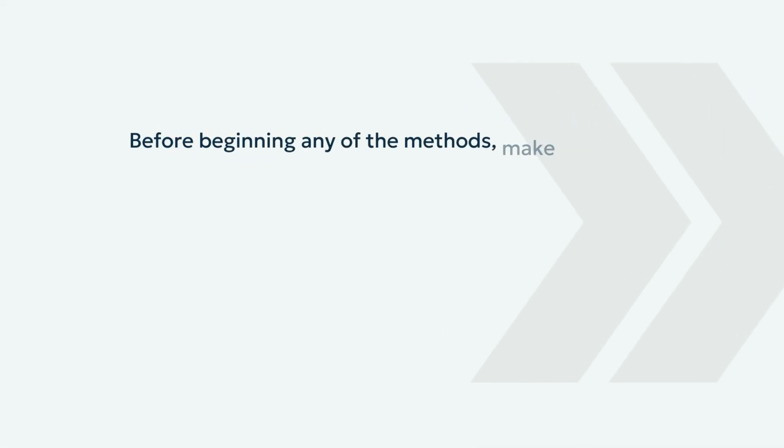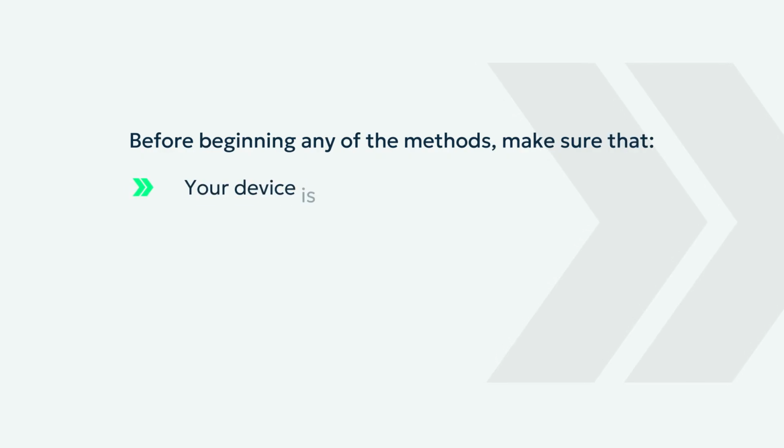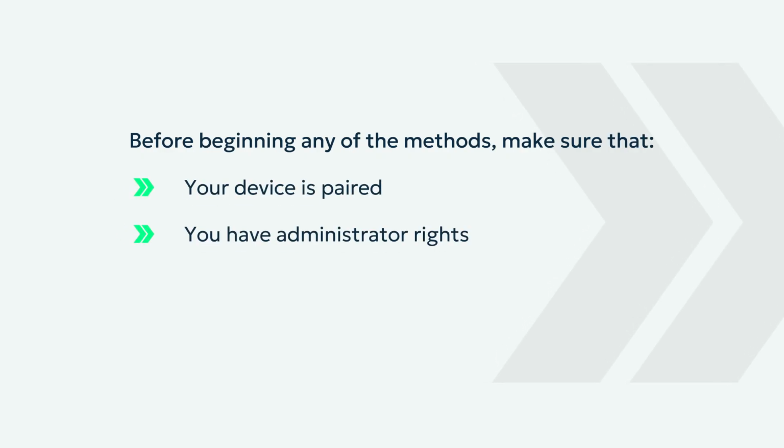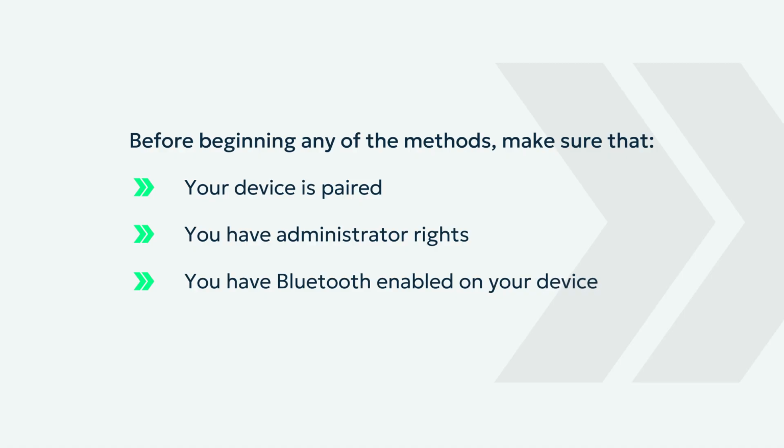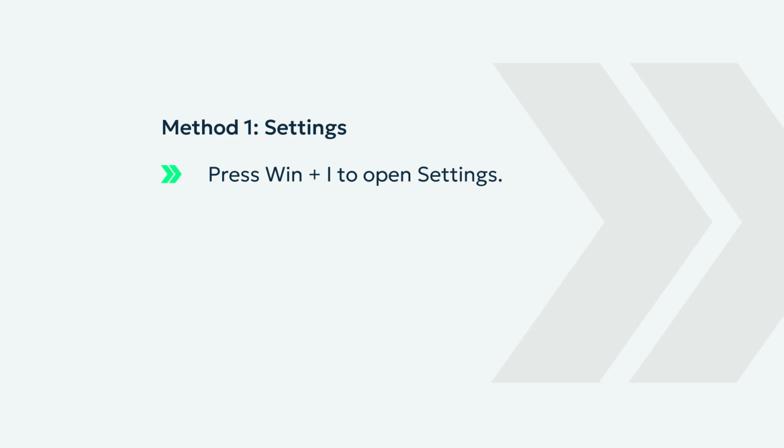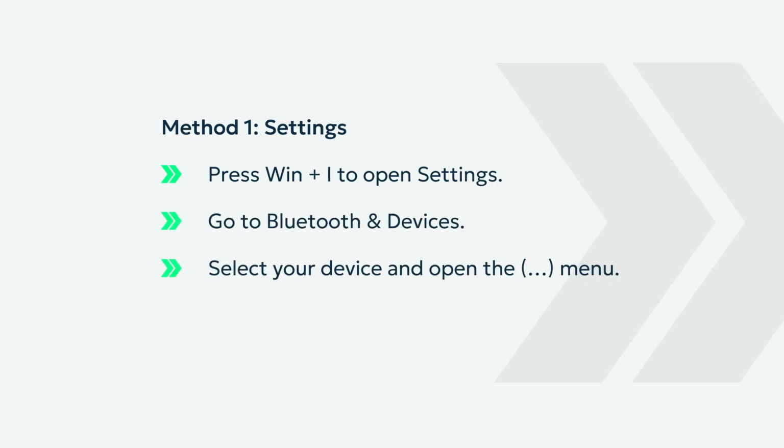Before beginning any of the methods below, make sure that your device is paired, you have administrator rights, and you have Bluetooth enabled on your device. You can quickly rename Bluetooth devices through the Settings app. Press Windows+I, then go to Bluetooth and Devices. Find your device, click the 3-dot menu, select Rename, and then enter a new name.